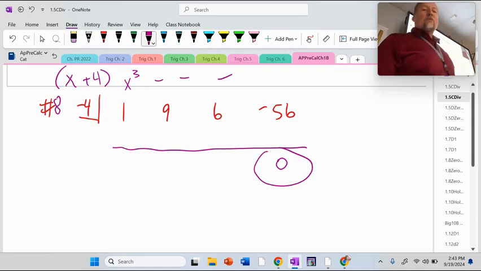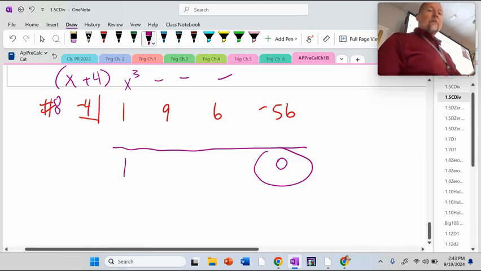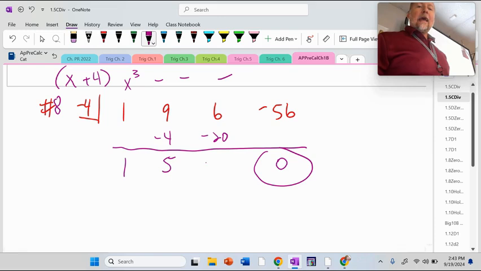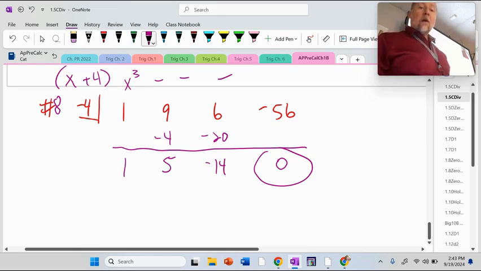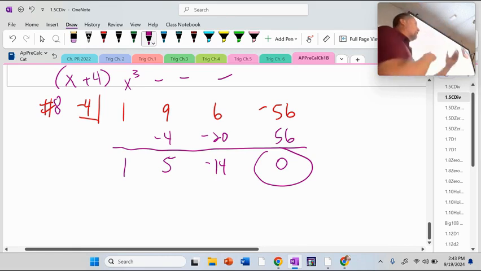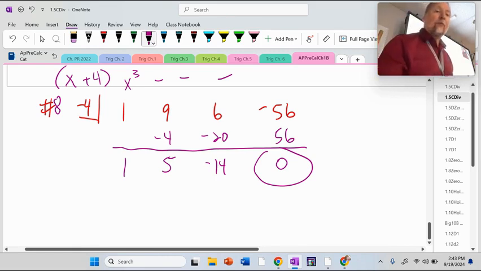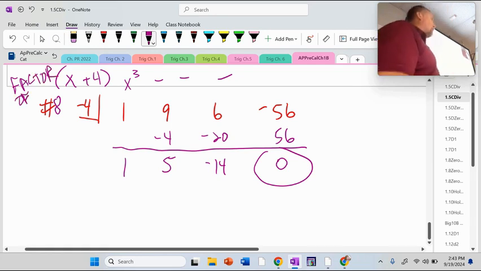All right, so here's 1, 9, 6. Then bring down the 1. Multiply. Add. Multiply. Add. Multiply. Gosh, golly, that is 56, and I do get a remainder of 0. That proves that x plus 4 is a factor of that polynomial.